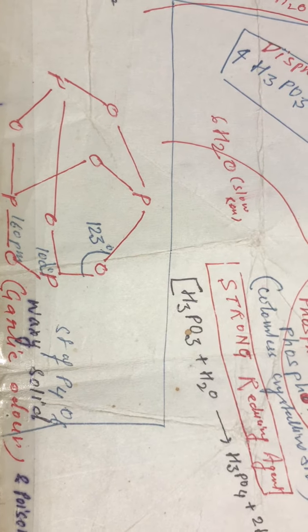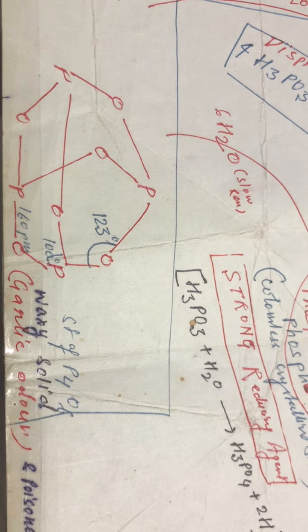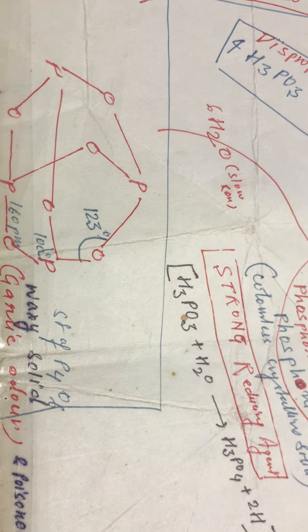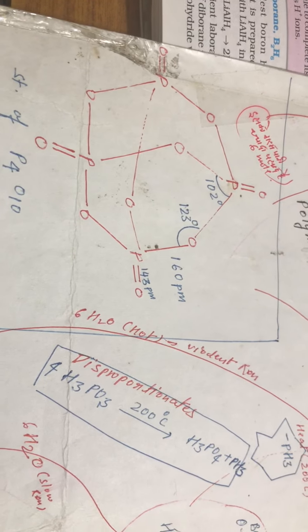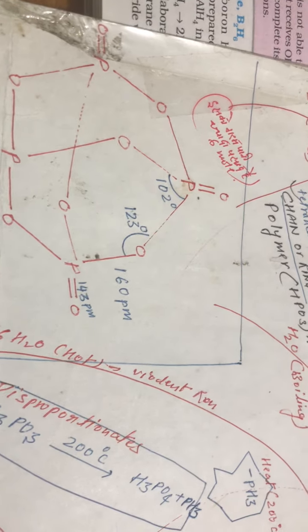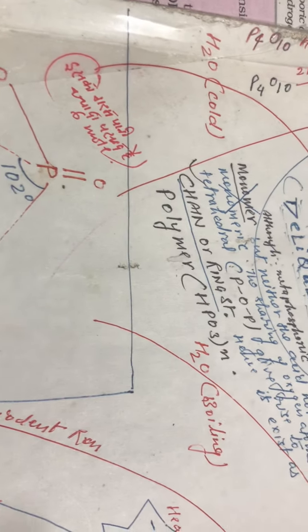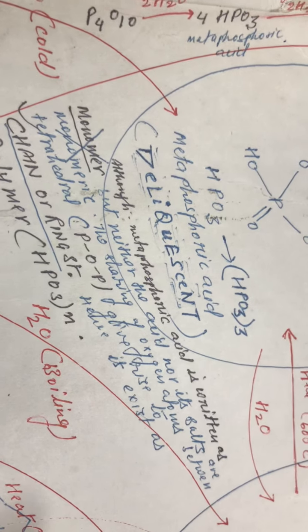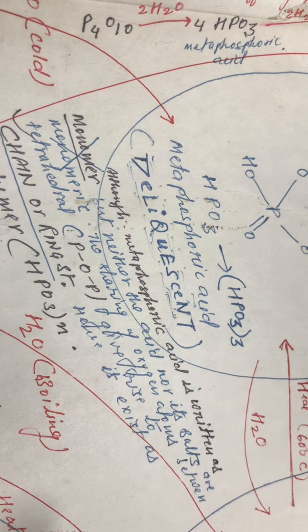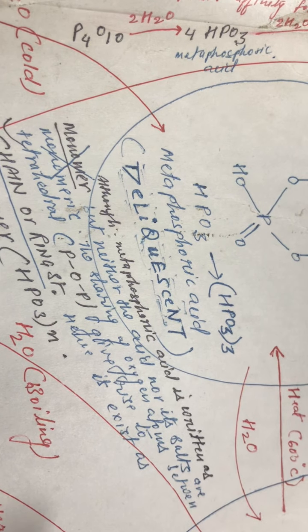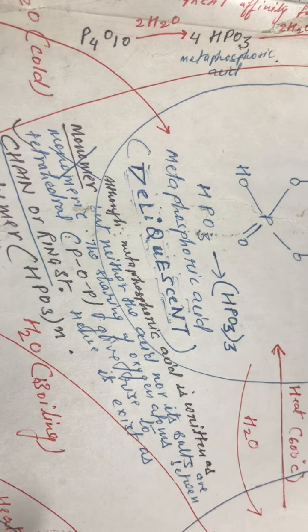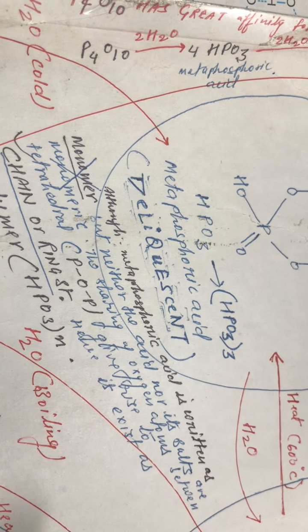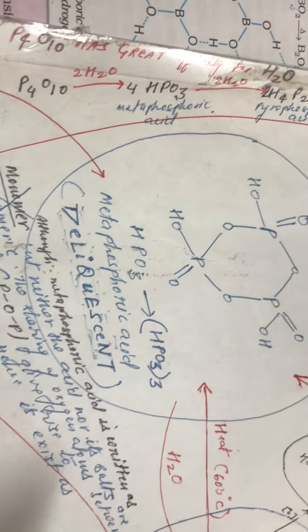P4O6. You can see phosphorus is also having a lone pair over here. This is actually having the garlic smell and it is a white waxy solid. Now see everyone, this P4O10 has very strong affinity for water. If you react it with cold water, it will form metaphosphoric acid. In metaphosphoric acid, the oxidation state of phosphorus is +5. It is deliquescent in nature. Deliquescent means it absorbs moisture from the atmosphere and gets dissolved in it.